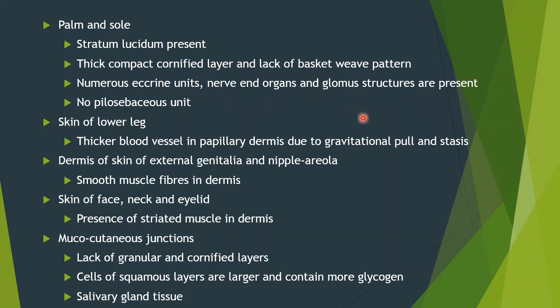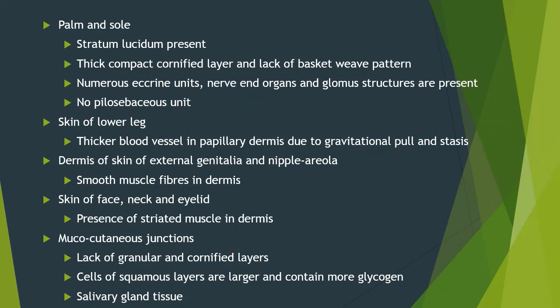And if you look at the skin of the lower leg, there is more chance of increased stasis of the papillary vasculature, and they are also thick walled. In the dermis of skin of external genitalia and nipple areola, there is presence of smooth muscle fascicles. In skin of face, neck and eyelid, there is presence of skeletal muscle fascicles in the dermis. In the mucocutaneous junction, there is lack of granular and cornified layer, and the cells of the squamous cell layer are larger and contain more glycogen, and salivary gland tissue may be present.